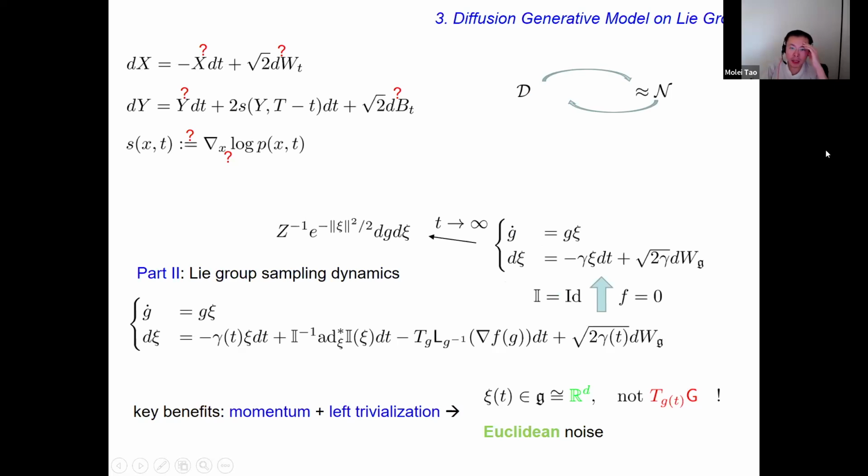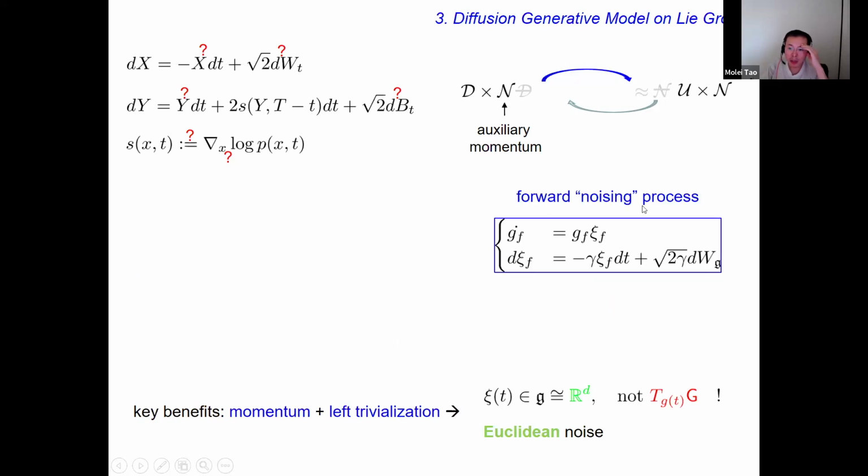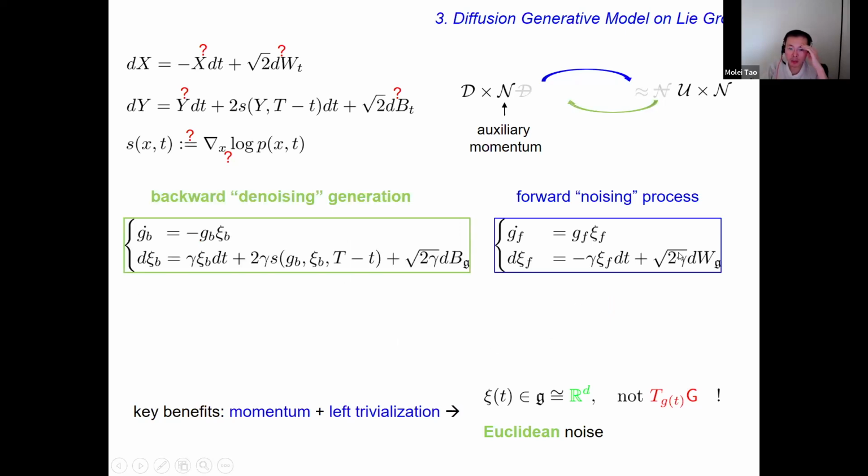Now, if you think about a diffusion model, you start with some data distribution, you push forward to Gaussian, and then you try to invert it. This is hard to do on a manifold, but now we have some cool tools. In fact, we can introduce an auxiliary momentum variable. You can initialize it with anything, for example Gaussian, and then you run this forward dynamics. It'll push your data distribution to uniform times Gaussian, and you can invert the process as well.